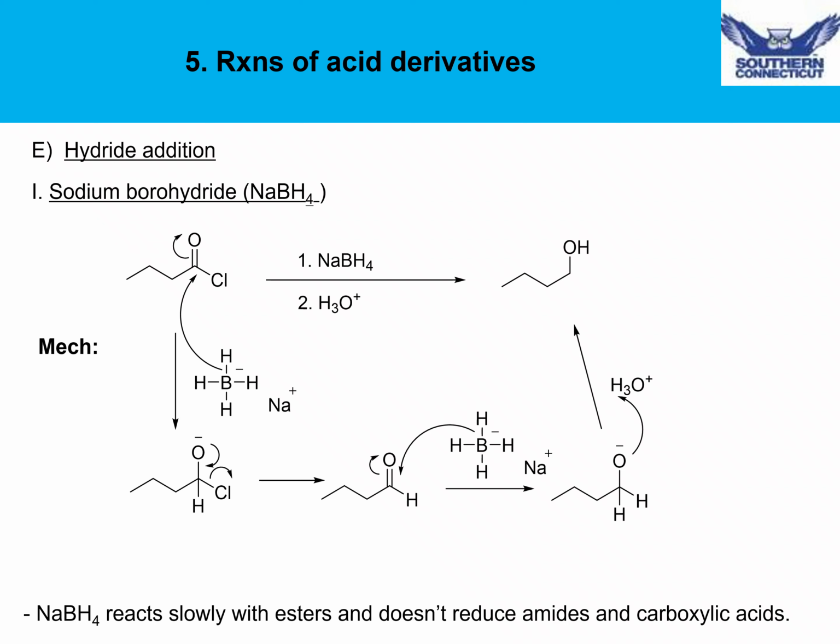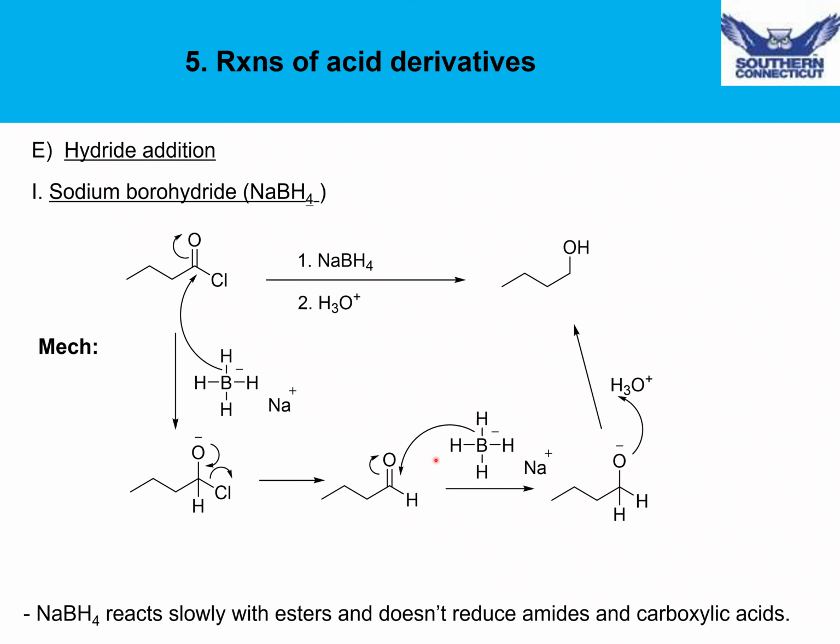Acid derivatives react with hydride reagents, such as sodium borohydride, and they generally react twice with a hydride reagent. For example, this acid chloride would react with sodium borohydride, whose structure is shown here. One of the hydrides on the borohydride reagent would add to the carbonyl, break the double bond, give us a tetrahedral intermediate, and then the oxygen will reform the carbonyl by eliminating the leaving group, giving us an aldehyde.